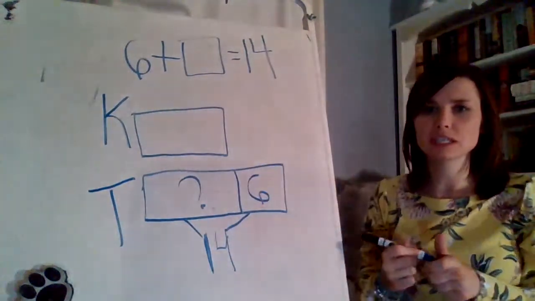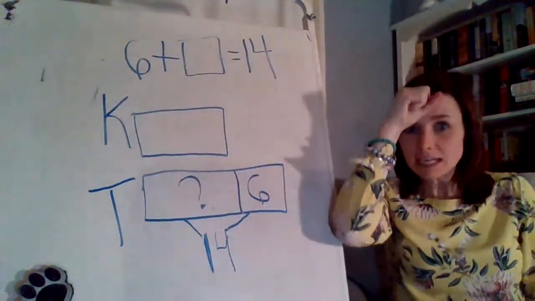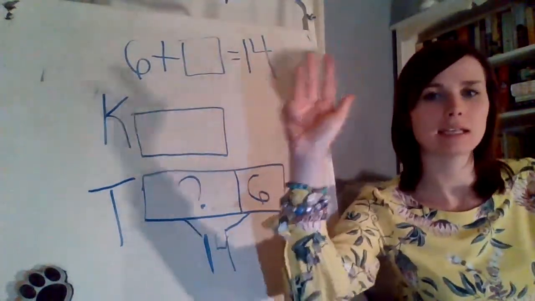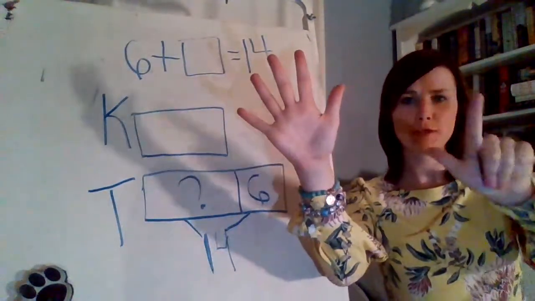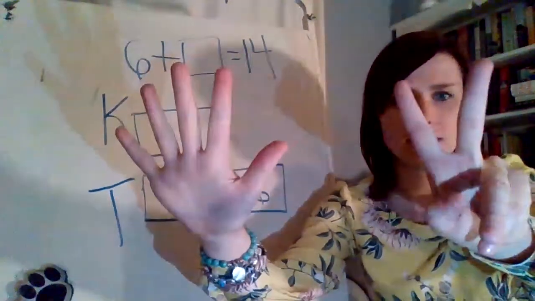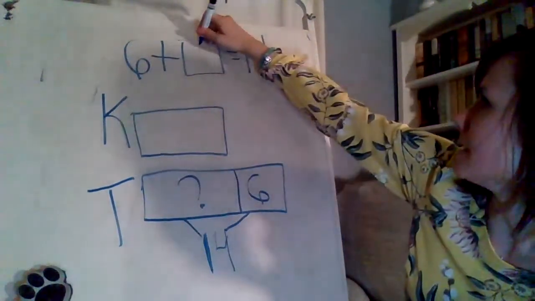All right, what are we going to do? Let's put 6 in our head and count up to 14. Ready? Go. 6, 7, 8, 9, 10, 11, 12, 13, 14. How many fingers, boys and girls? 5, 6, 7, 8. 8. So our mystery number is 8.